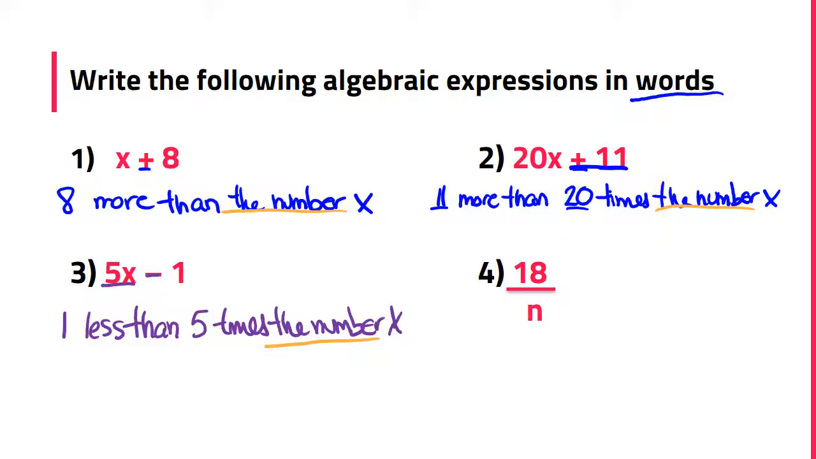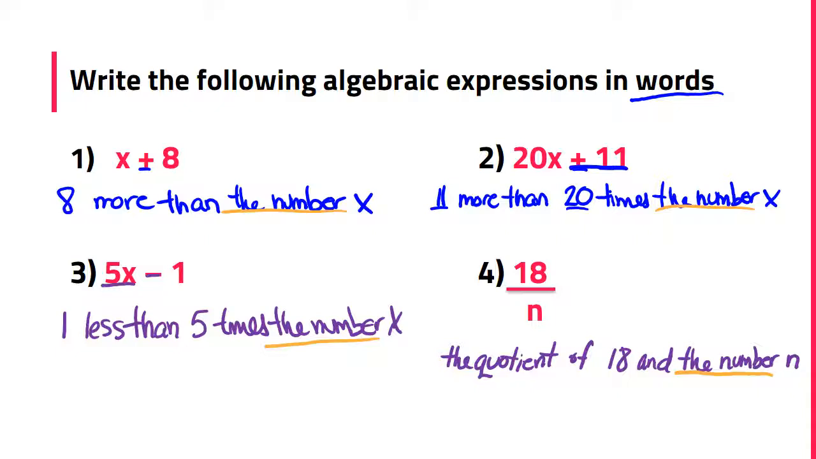All right, next we have a division bar. If we look back at our examples, we use the word quotient to describe division. So in this case, we're going to say the quotient of 18 and the number n. We're just going to keep writing the number before our variable. So the quotient of 18 and the number n is how we would write that.